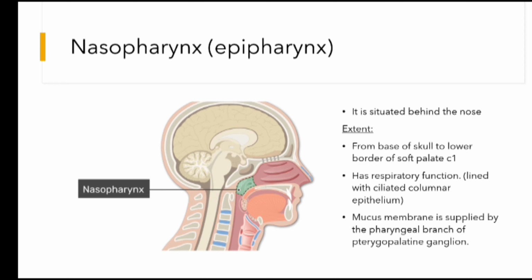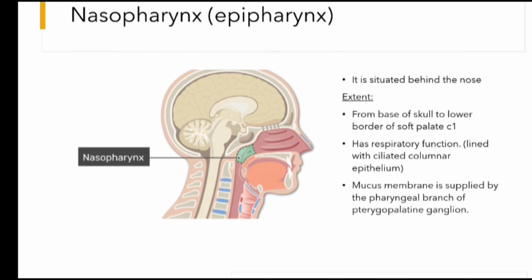So let's look at nasopharynx, which is also called epipharynx. It is basically situated behind the nose and is extended from the base of the skull to the lower border of the soft palate at C1. Its main function is respiratory and it is lined with ciliated columnar epithelium. The mucous membrane is supplied by the pharyngeal branch of the pterygopalatine ganglion.